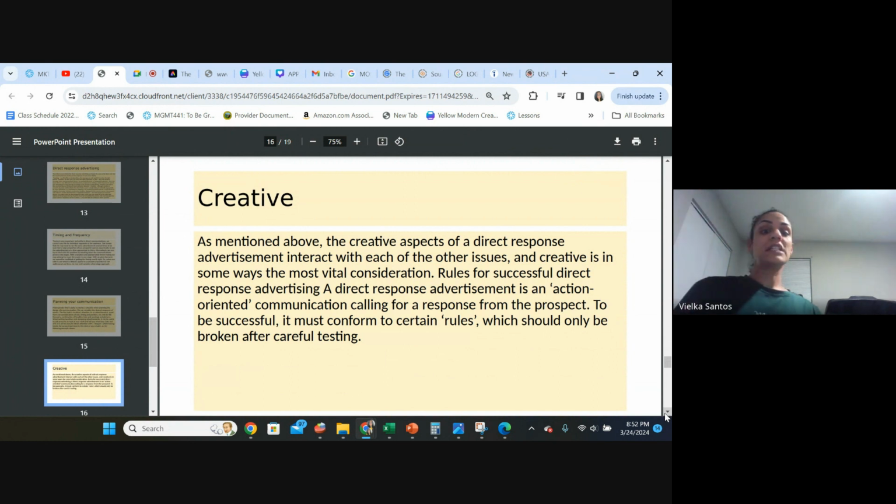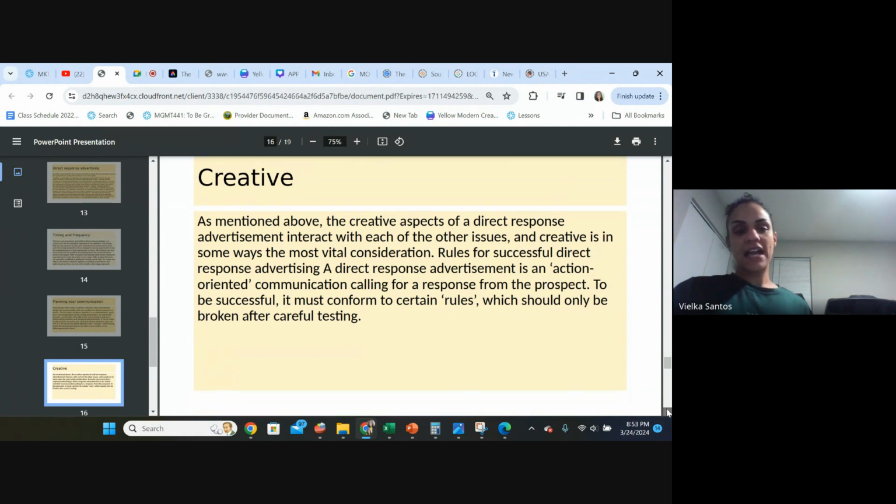Rules for successful direct response advertising. A direct response advertising is an action-oriented communication calling for a response from the prospect. To be successful, it must conform to certain rules, which should only be broken after careful testing. So this is when we're talking about creative.